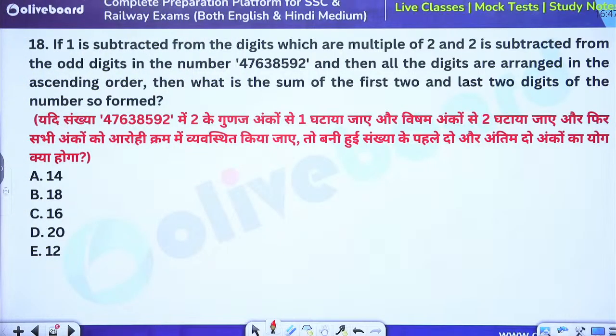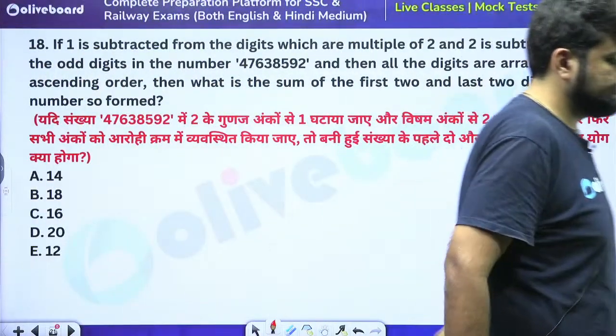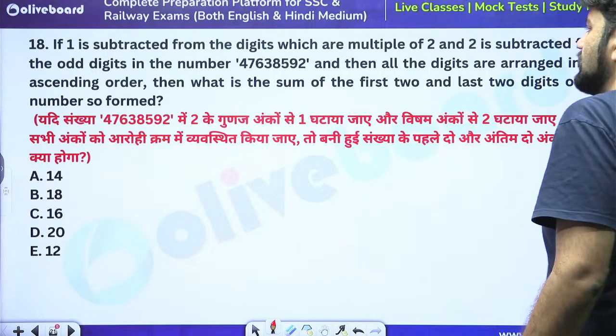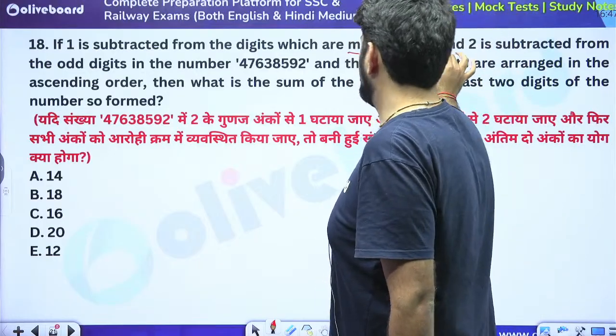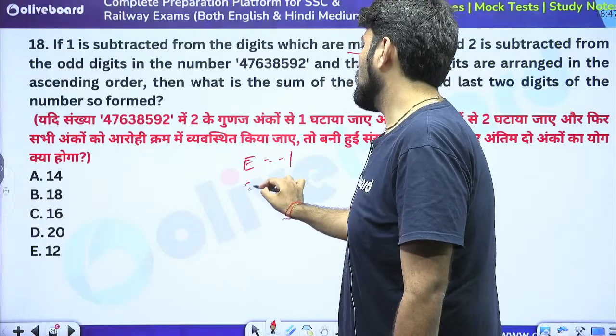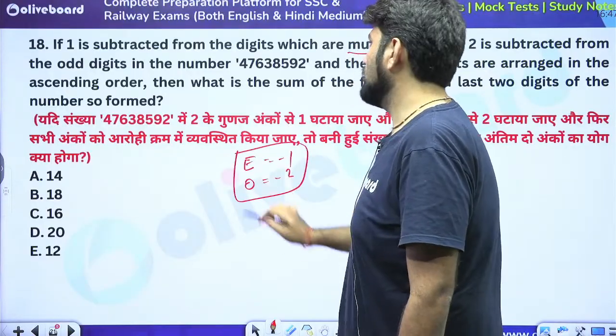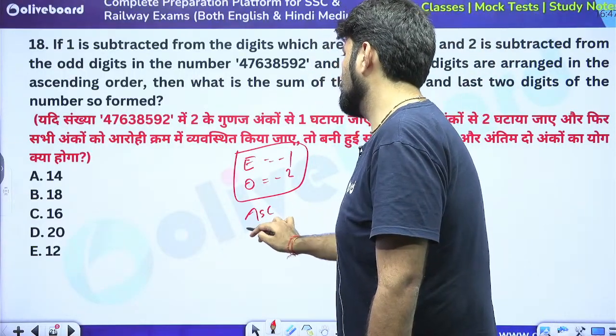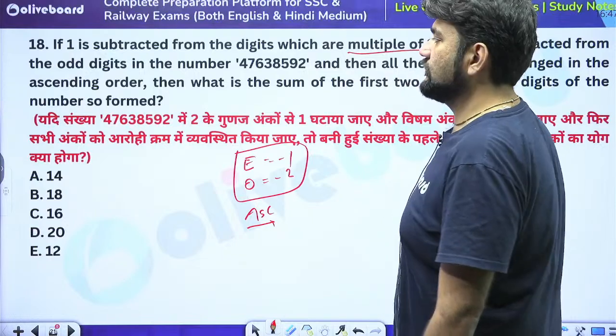Interesting question this is. If 1 is subtracted from the digits which are multiples of 2 and 2 is subtracted from the odd digits in the number, that means multiple of 2 means even. So for even numbers you're subtracting by 1 and odd numbers you're subtracting by 2. First thing you're doing this. And then the digits are arranged in the ascending order. Then what is the sum of the first 2 and last 2 digits of the number so far?